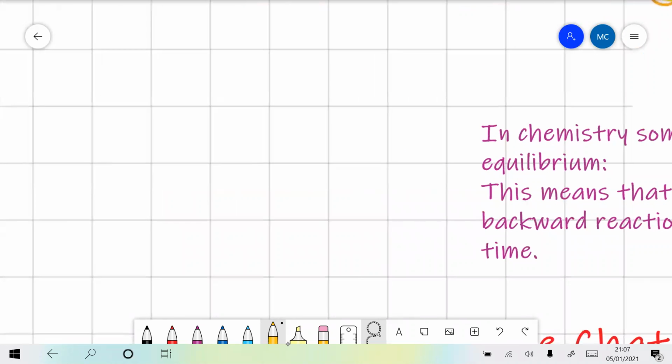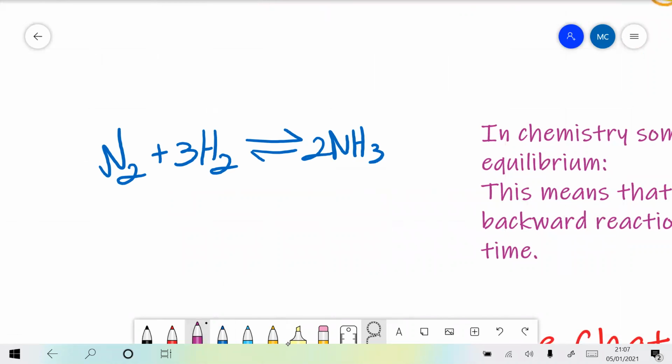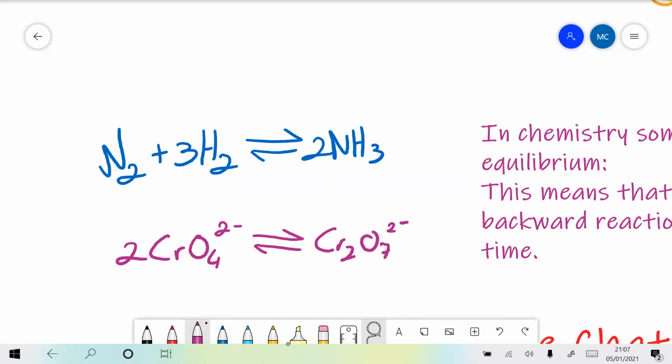Normally, the two reactions that are done at O level are the equilibrium reactions for the preparation of ammonia and the chromate-dichromate equilibrium. This is an acid-base equilibrium, and the other one is an equilibrium that is dependent on the temperature and the pressure.